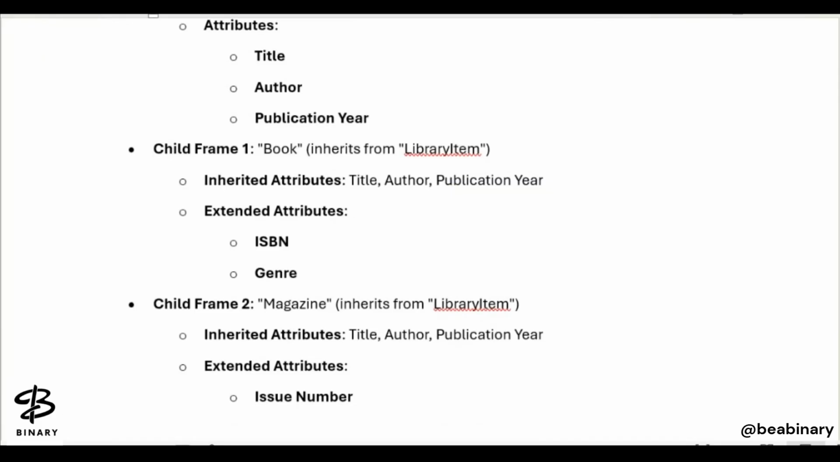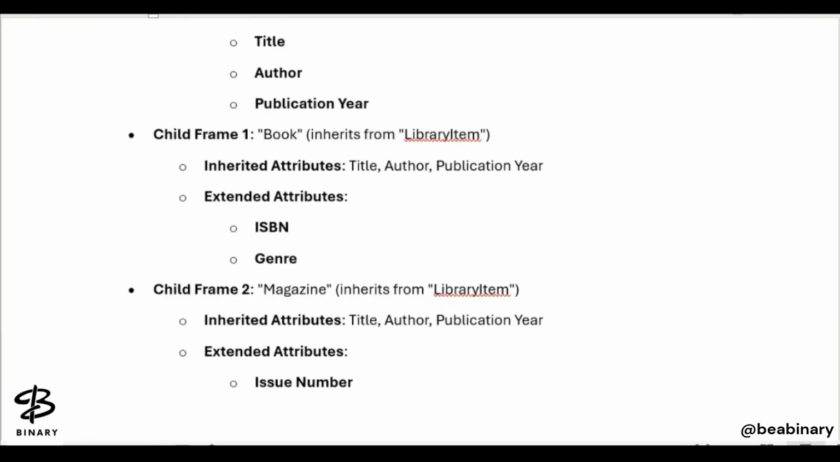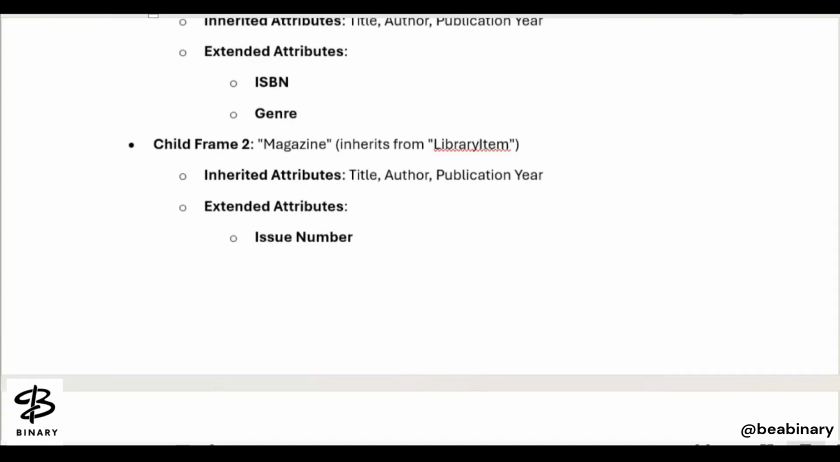So the first child frame is a book, and in that case it automatically inherits the attributes and properties from the library item, which are the title, author, and publication year. So the inherited attributes will be the title, author, and publication year. And the extended attributes here are the ISBN and the genre. Now another child frame can be a magazine also.